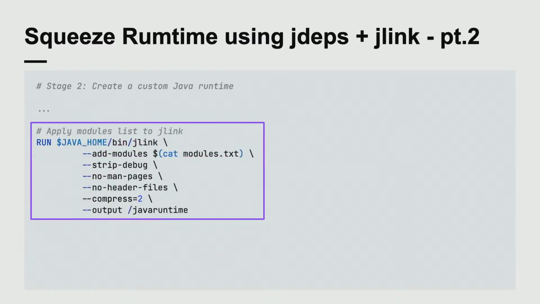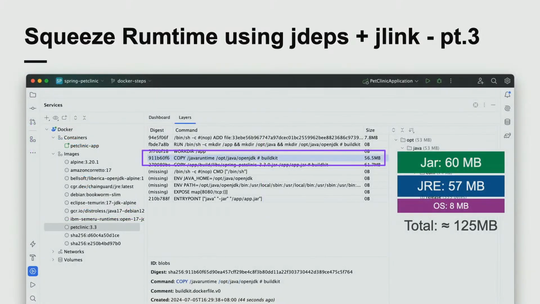So when we build the custom Java runtime using JLink, you can import your module text file into JLink. So JLink knows which modules you use for your application, which can squeeze a little bit of your JRE. So after we apply this tactic by combination of JDeps and JLink, you can see that the resulting JRE is around 60 megabytes, and the total image size is around 125 megabytes, which is the smallest one.